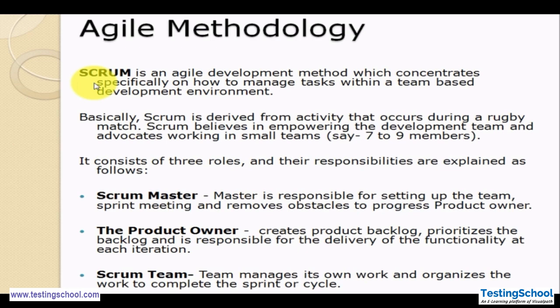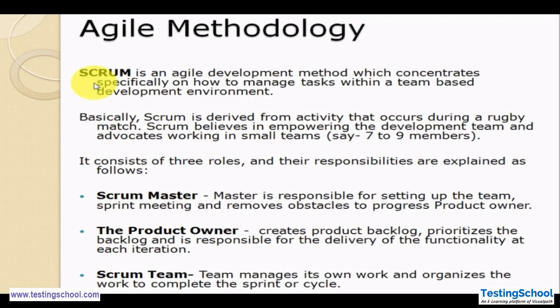If we look at its history, Scrum came from a rugby match. Scrum believes in empowering the development team and advocates working in small teams of 7 to 9 members. So 7 to 9 members means, if we have 3 or 4 developers and 2 testers, then we have a Scrum manager and a product owner. That's what we include as a team, and that's why we call it a Scrum team.